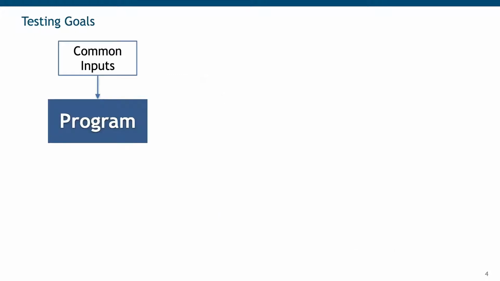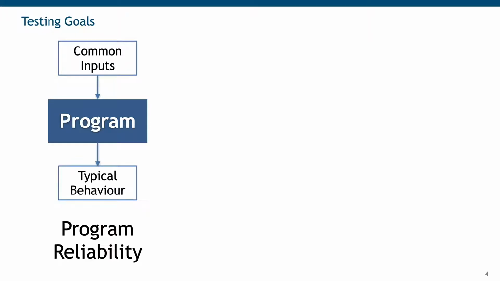To achieve this, we set out to achieve three different testing goals. The first one being generating common inputs. These are inputs that are similar to the initial test suite, for instance, and test the typical behavior of the program in order to ensure that the program is reliable.